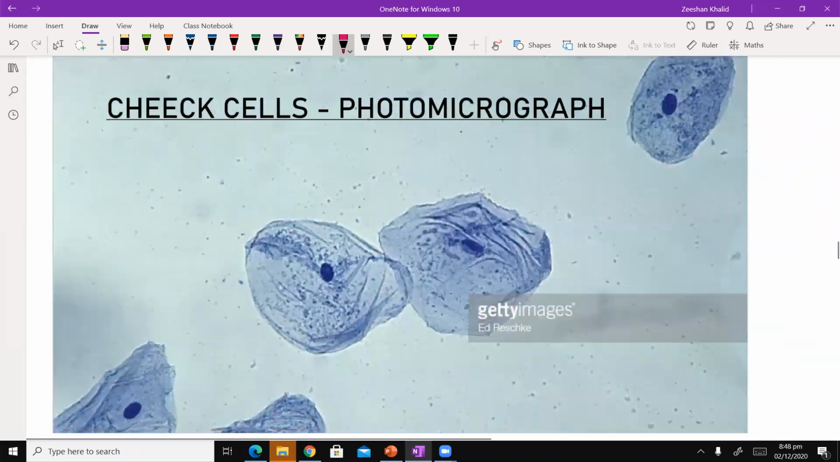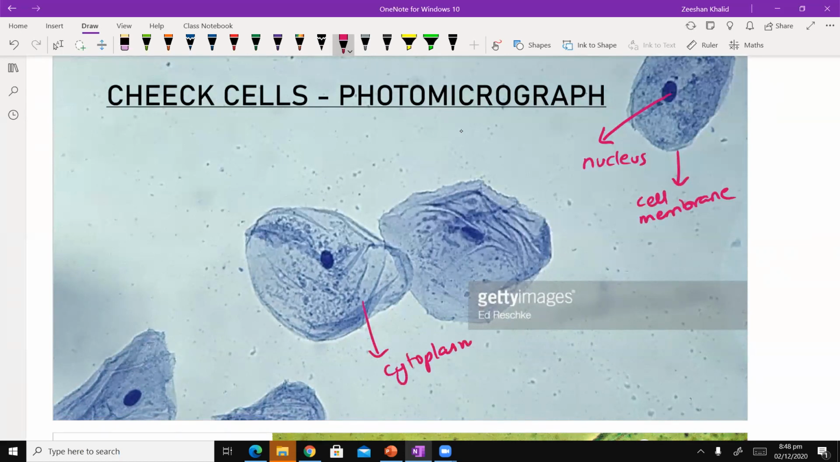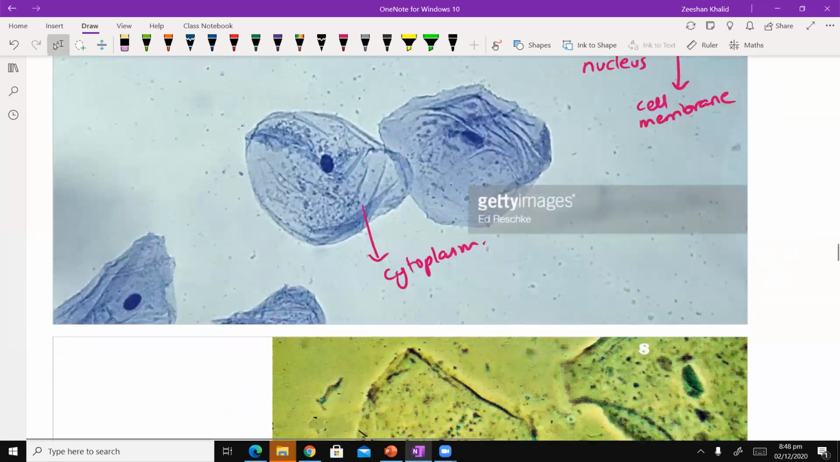Look at this one. In the exam, it is expected that you may also get photomicrographs and you have to label. So if I were to look at the cell on the top right side, you can clearly see that's the nucleus. You can clearly see that's the cell membrane, and you can clearly see that this portion is the cytoplasm. The reason I'm showing you this diagram is because it is expected of you in the exam to look at the photomicrographs and then label.